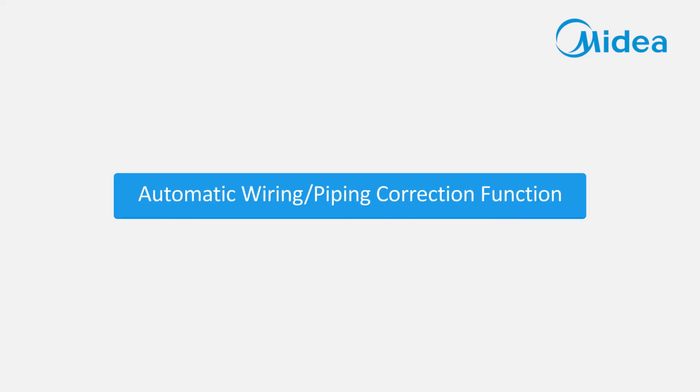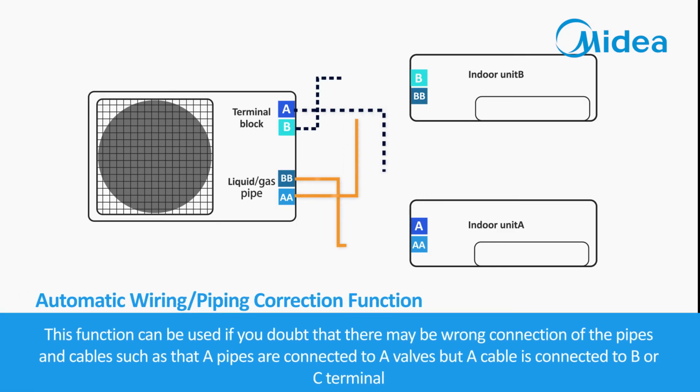Automatic wiring, piping correction function. This function can be used if you doubt that there may be wrong connection of the pipes and cables, such as that A pipes are connected to A valves, but A cable is connected to B or C terminal.